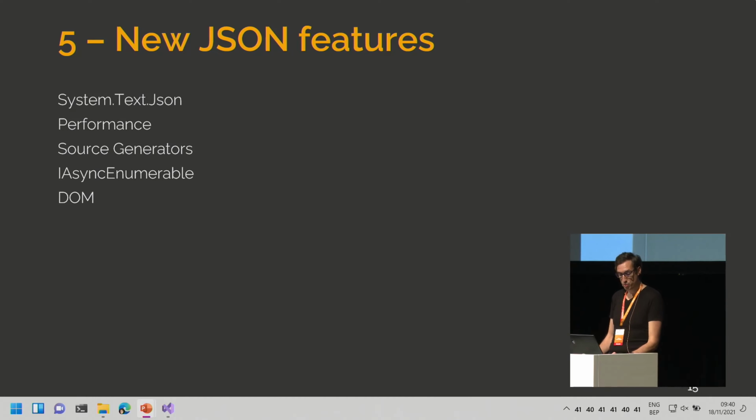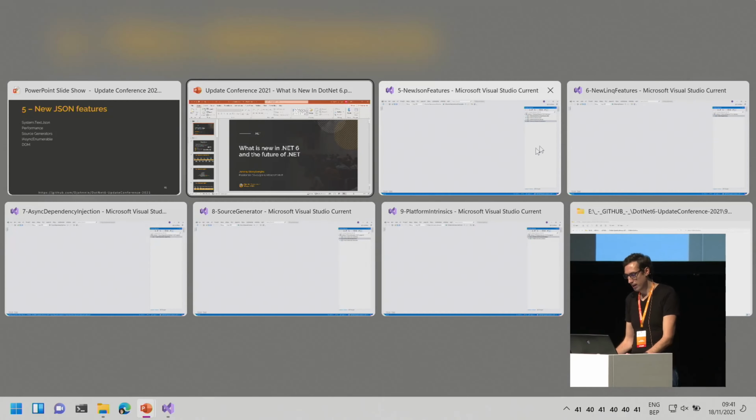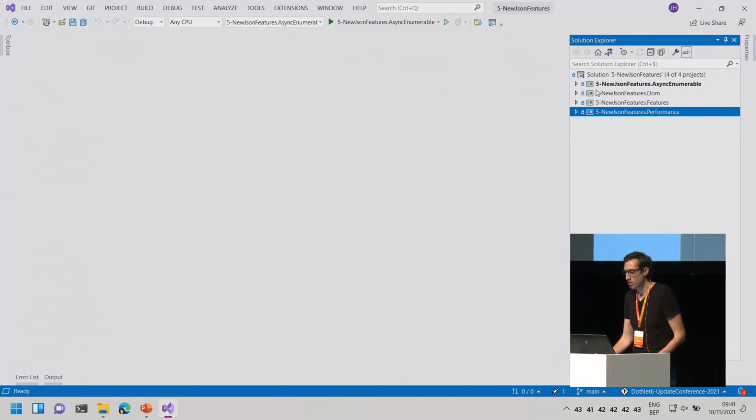Number 5, some new JSON features. Yeah, Microsoft really got into JSON. They really want to kill and destroy Newtonsoft with that. I think in .NET 5, Microsoft finally added the System.Text.Json namespace where we can do JSON-related operations. And today they added some more JSON features.